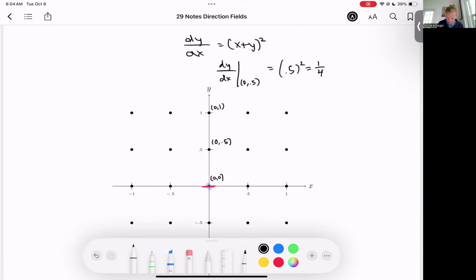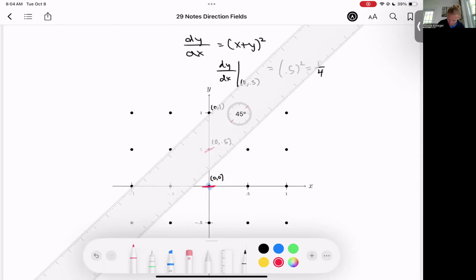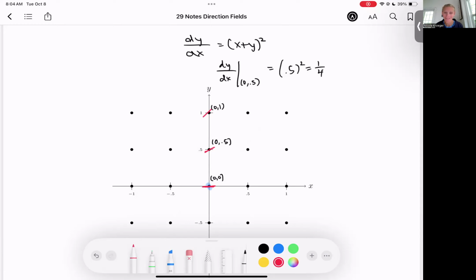That is a very shallow slope. It's not very steep at all, but not 0. So maybe something like that, maybe a little less steep. There we go. Okay. When I plug in 0, 1, I'm going to get 1 squared. So this is going to have slope 1 at this point. So that's 45 degrees. There we go. Some of these are easy to do with the ruler. Okay. And so I'm just going to keep going. Like I said, this is going to be tedious, but that's okay.